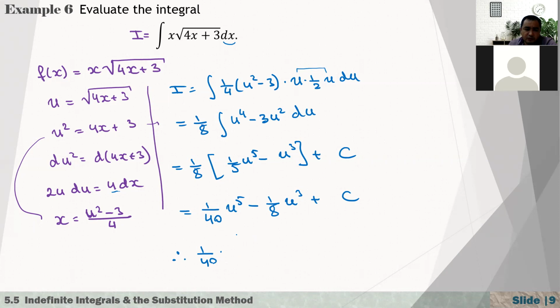What is u cubed? Let me just write here, 4x plus 3 squared, because it's u to the 5, times 1 over 40, and here we have 4x plus 3. Minus 1 over 8, just 4x plus 3 times the square root of 4x plus 3, and plus c.